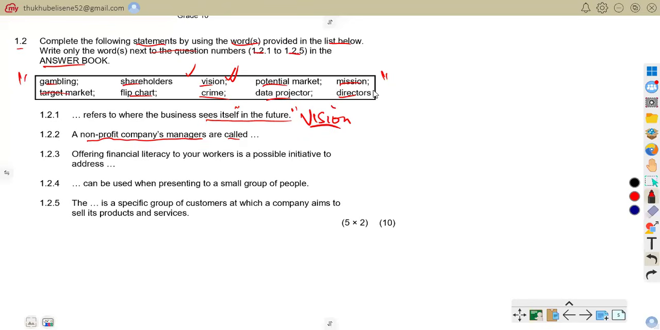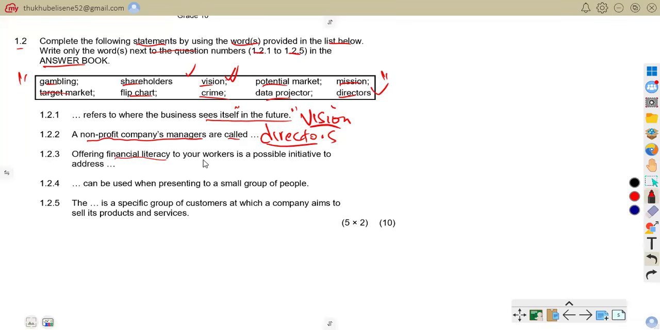So the correct answer is directors. Those are board of directors. So directors are the correct answers. As you know, when you're talking of directors or board of directors, you're talking about a group of individuals elected or appointed to oversee and make strategic decisions for an organization. That is that, good people. Let us move on to 1.23.